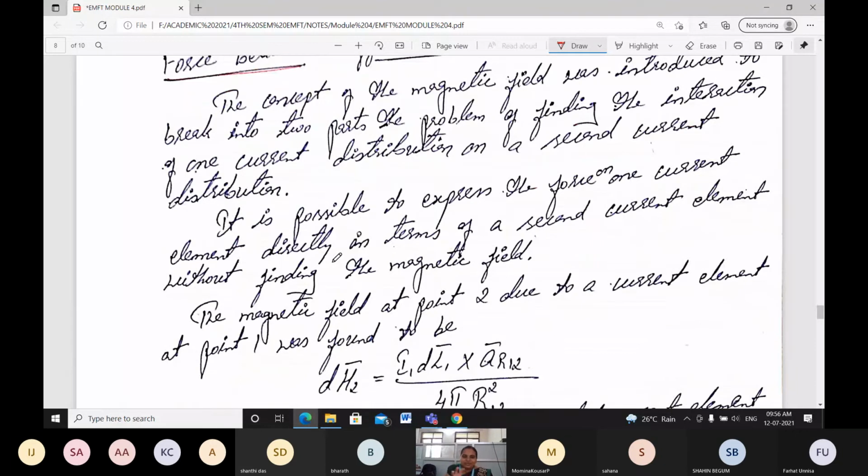If I am able to find out the one part, I can find out the second current element without finding the magnetic field. This is how it is different. If we don't know the magnetic field, we can find out the force based on that part.